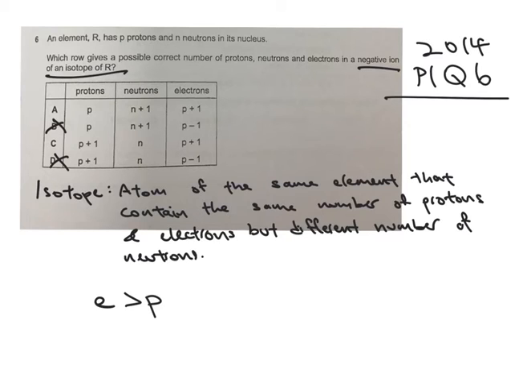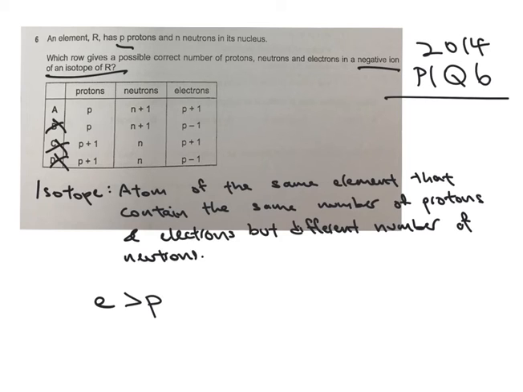First, we take a look back at the definition. It states that it must have the same number of protons. An element R has p protons. That means that the isotope must also have p number of protons, right? So again, by using the elimination method, we can straight away eliminate option C because the number of protons that option C has is p plus 1. That would mean that it has a different number of protons compared to element R, and that would not fit the definition of an isotope.